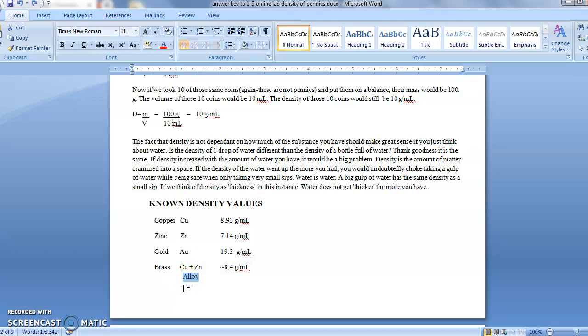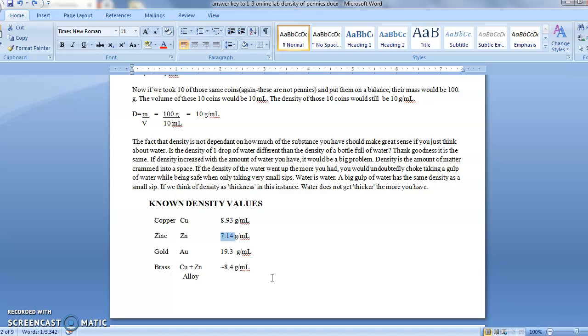Brass is copper and zinc. Its density is right around 8.4. Why does that make sense? Because it has copper, whose density is 8.9, and zinc, whose density is 7.1. If it has copper and zinc in it, the value for brass density should be between those two. 8.4 is in fact between those.